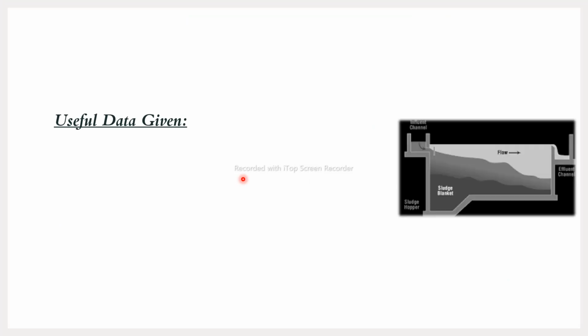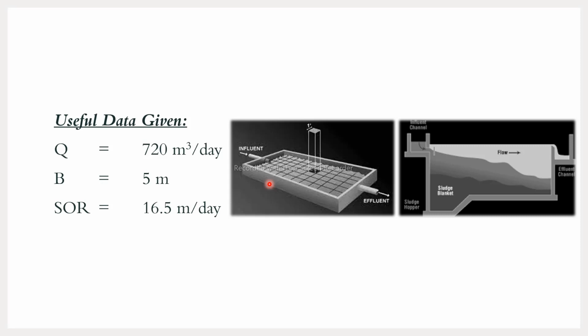So the useful data that is given for the settling tank is something like this. Q, or flow rate, is given as 720 meter cube per day. B, that is width, is given as 5 meter, that is perpendicular to the direction of your screen. SOR, that is your overflow rate or velocity, is given as 16.5 meter per day. So now you can see the width as part of the surface area, that is important for settling.